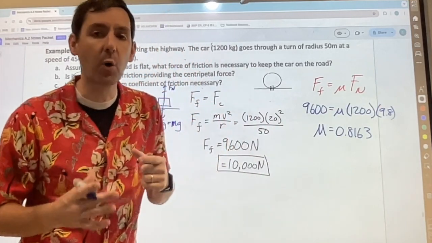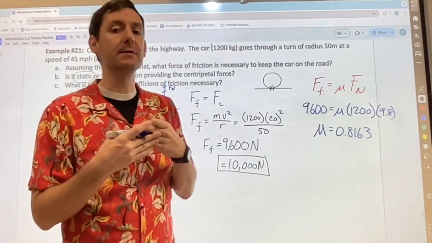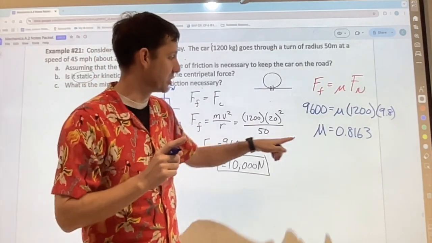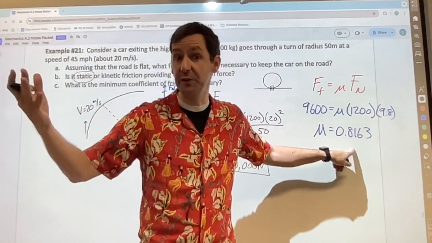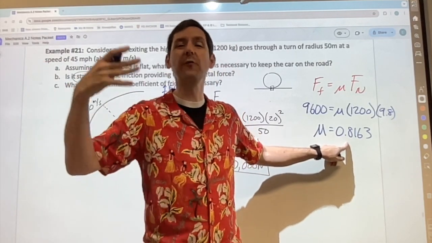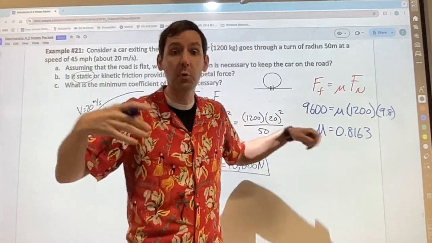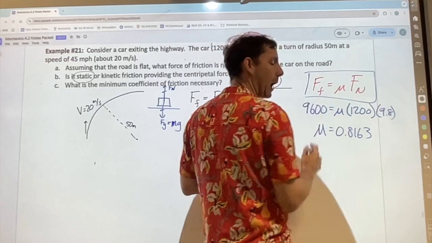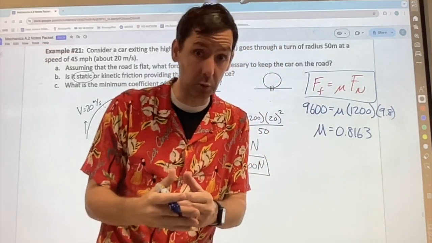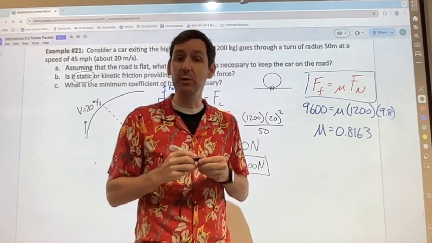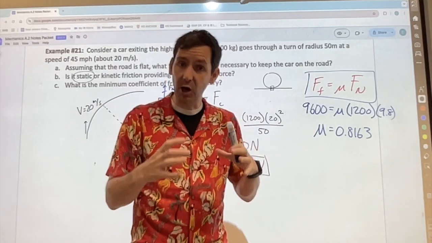Now, the reason why the question says, what is the minimum coefficient of friction, is that remember with static friction, it could actually have a higher coefficient than this. You could have a 0.9 coefficient. That means that there's more friction available. Remember with static friction, this formula tells you how much friction is available. It doesn't tell you how much friction there is, right? In class, we gave the example of somebody sitting on a chair.